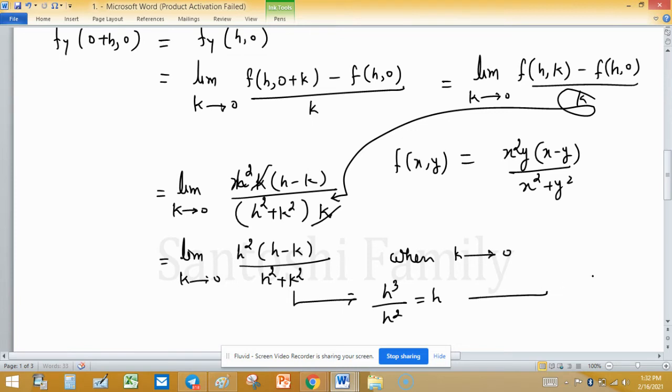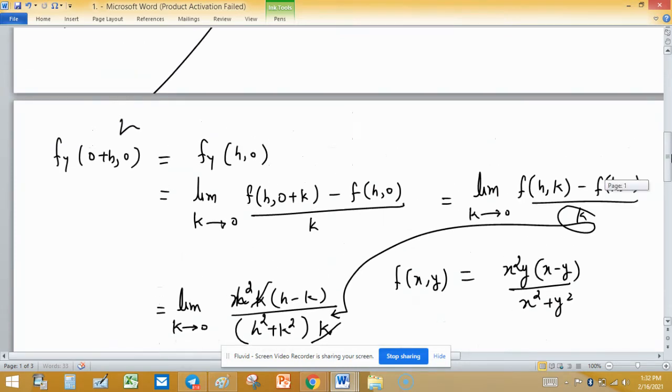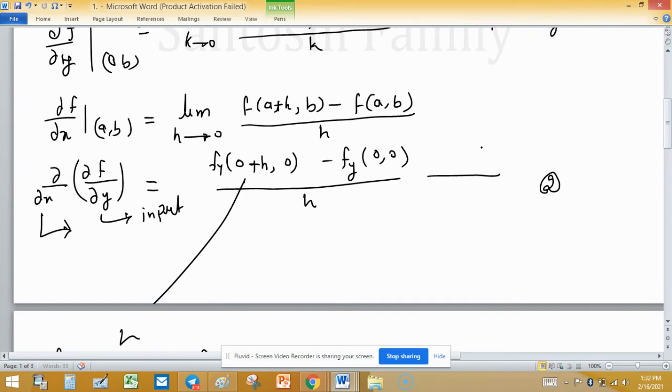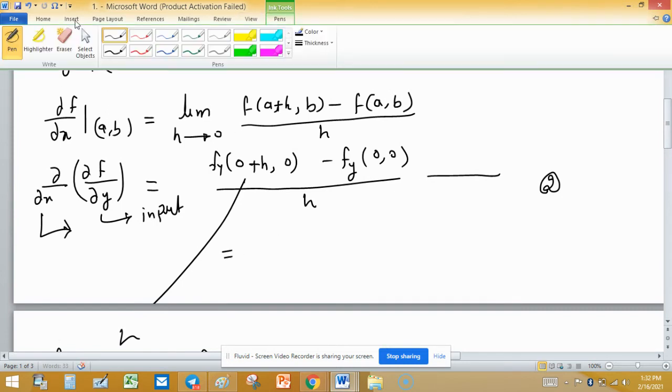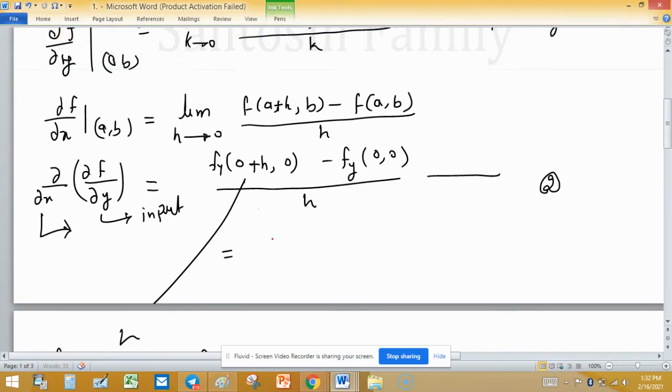Now put this value in here, so it can be written as h minus f_y(0, 0). We will calculate f_y(0, 0), divided by h. This is the limit h tends to 0. Now call this equation 2.